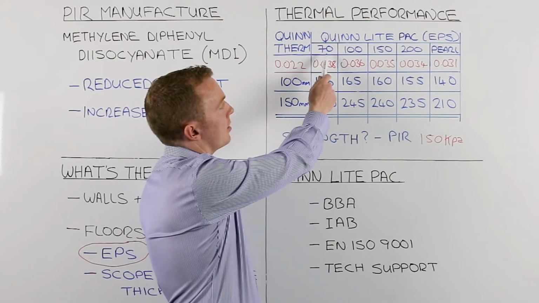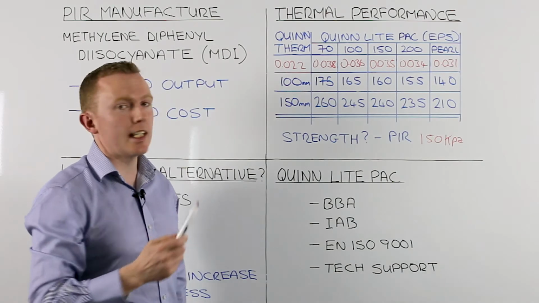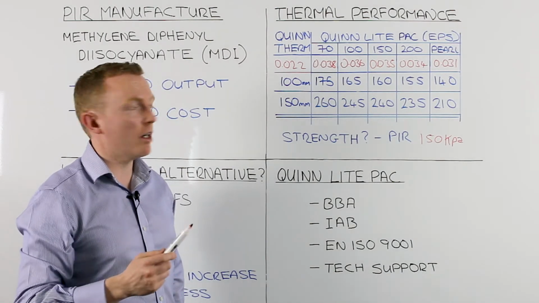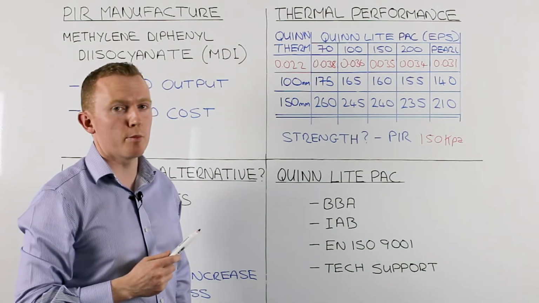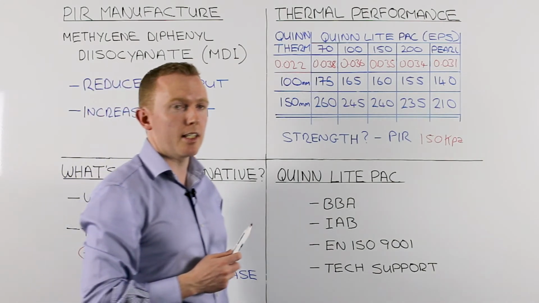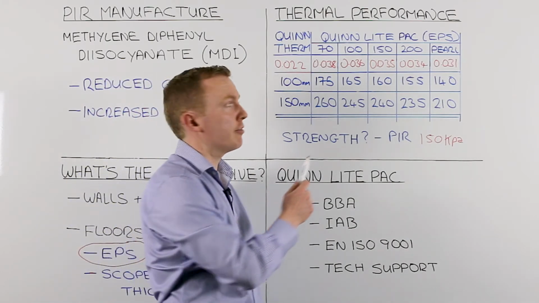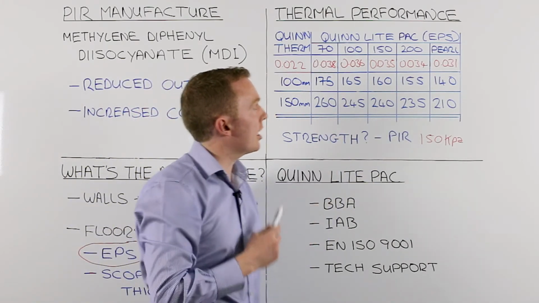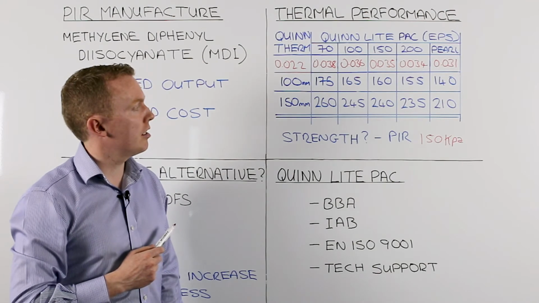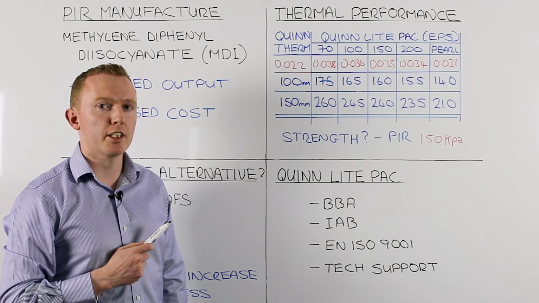Our EPS 70 and our EPS 100 have a slightly reduced compressive strength. However, these are still suitable for all domestic and most commercial applications, so again they should be considered. If you require any further information on any of the thermal performance or the compressive strength, we have a technical team available to answer your questions.